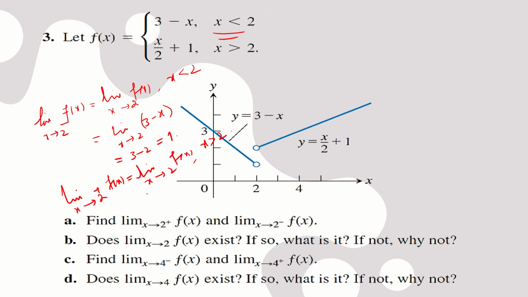So for x greater than 2, the function is defined as: limit x goes to 2 of x divided by 2 plus 1, and if you put this limit, you get 2 divided by 2 plus 1, which is equal to 2. So you see, the left hand limit is what?